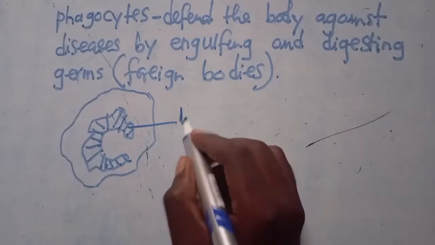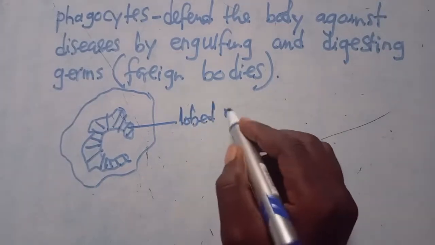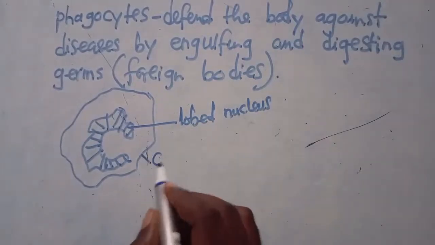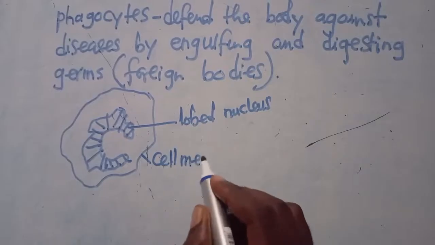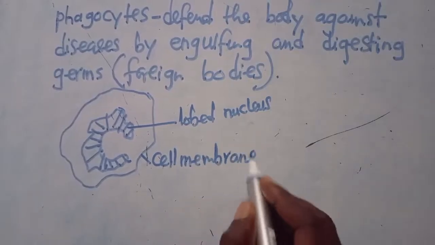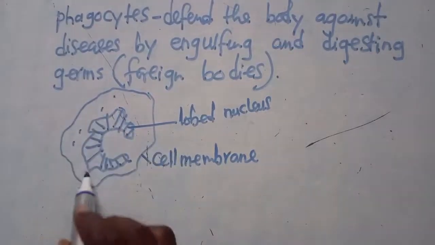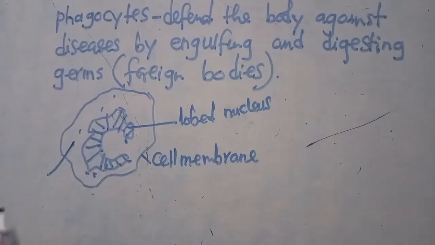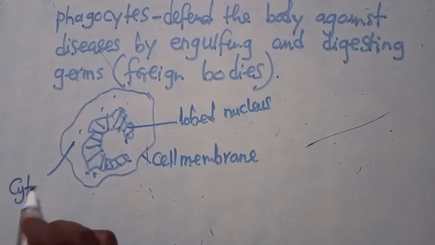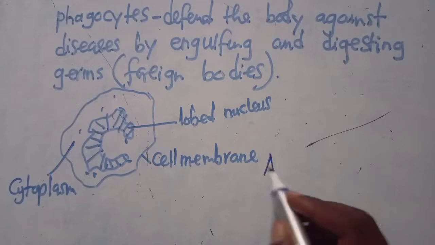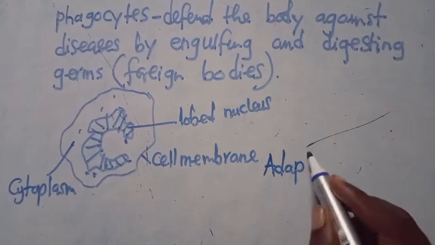It is called a lobed nucleus. Have you seen the way it is? So maybe some of you don't know how to label this. This is a cell membrane. So we are calling it a cell what? A cell membrane. Then these ones that are in here, this is called what? Cytoplasm. I guess most of you are able to do that. I just did that because I want everyone to be seeing what I'm doing and everyone to know what we are doing. So we need to understand also the adaptations.